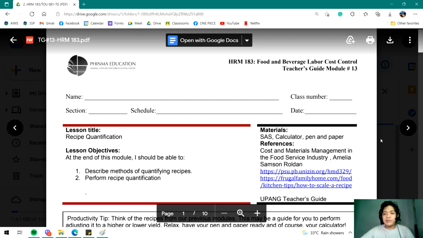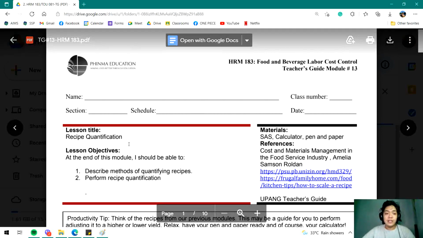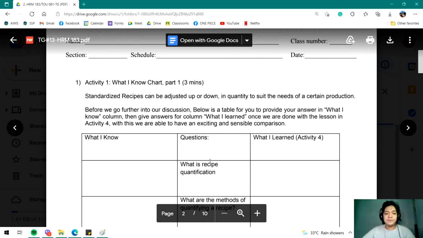So, paano mo i-convert ang iyong standardized recipe so that you can produce a larger quantity of items or larger quantity of portion size, or yun nga, total yield mo, di ba? Paano mo papadamihin? Paano mo gagamitin yung standardized recipe mo na good for 5 portions lang into something na good for 100 or 500 portions? So yun yung aalamin natin for this first lesson, which is recipe quantification.